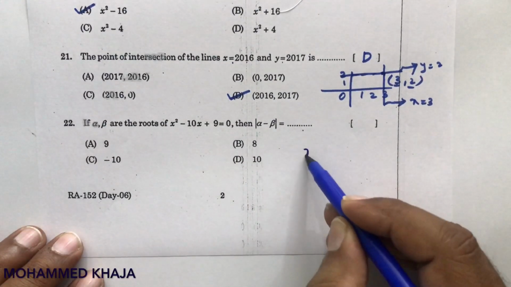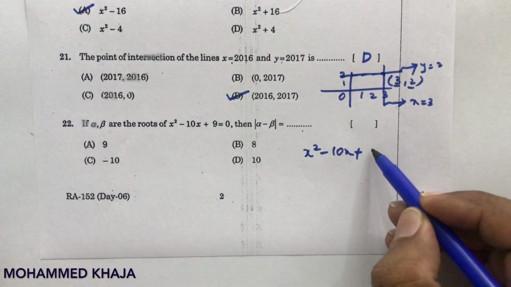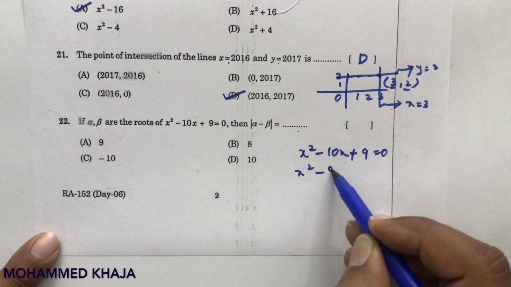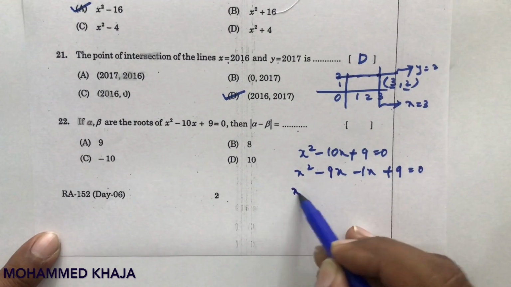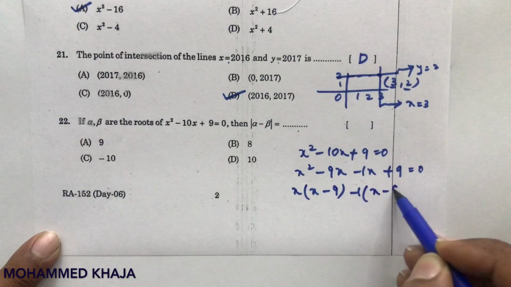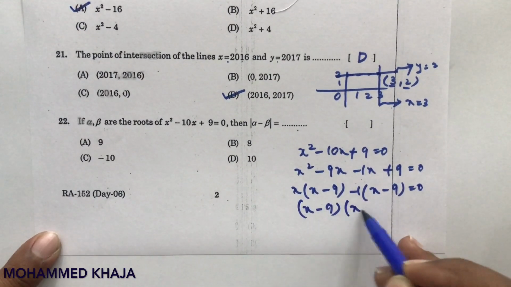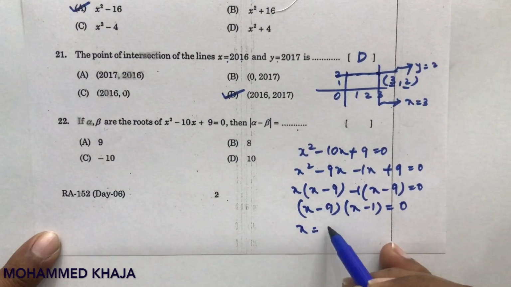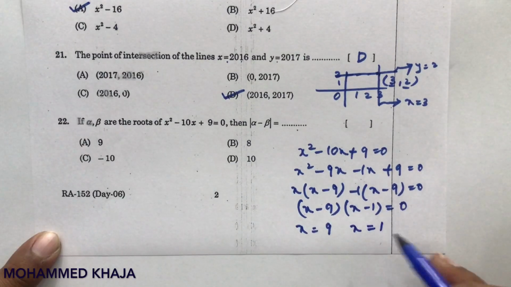Factorize this: x square minus 10x plus 9 equals 0. So x square minus 9x minus 1x plus 9. If you take x common, x minus 9, minus 1 common, x minus 9. (x minus 9)(x minus 1) equals 0. So x equals 9, x minus 1 equals 0, so x equals 1.